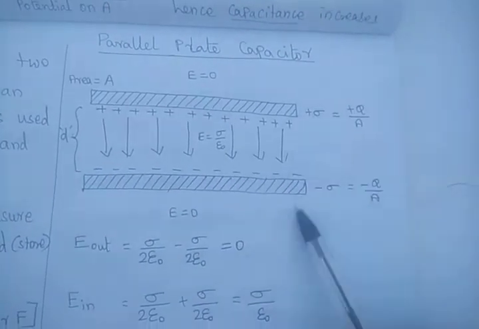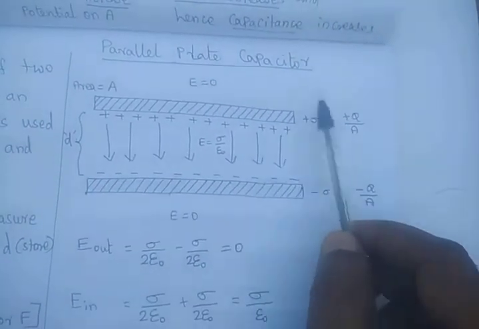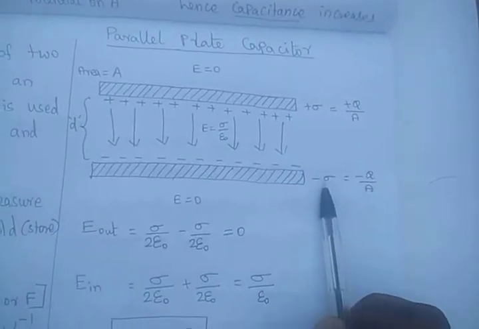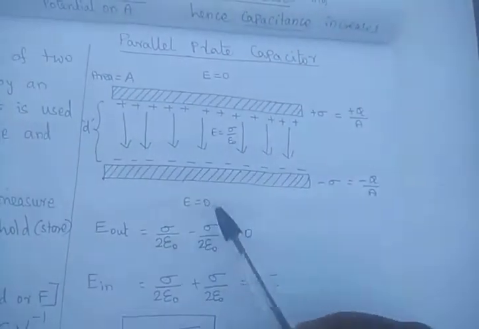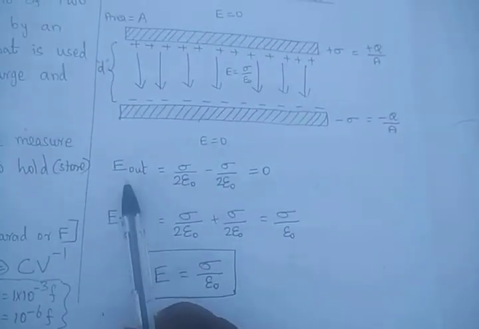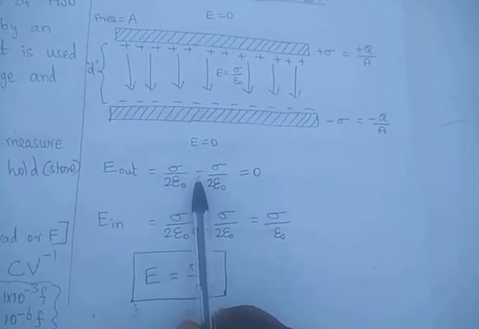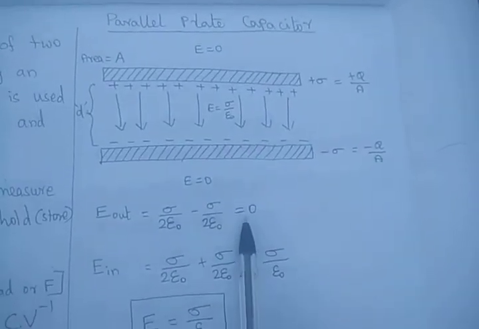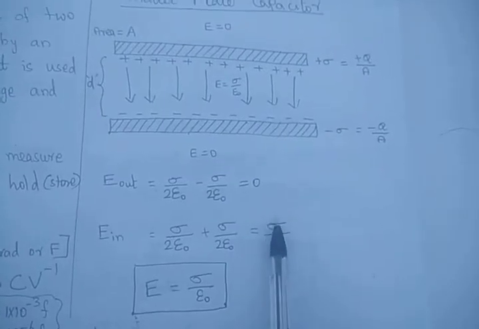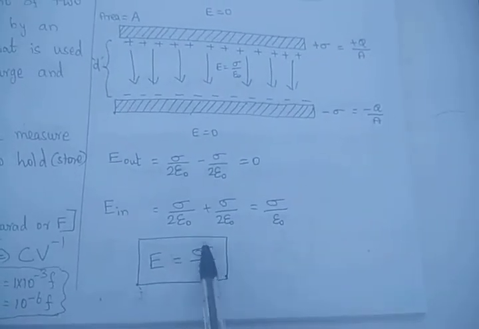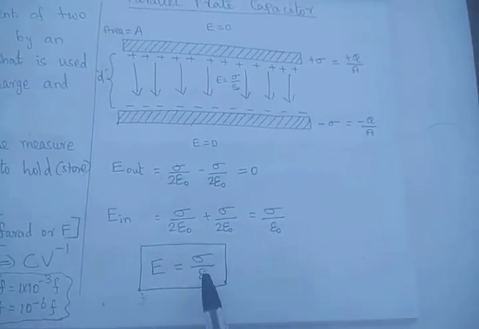Provided both the surface charge densities are of opposite sense, but the values of the surface charge densities are equal. If it is not equal, then these two do not become equal. Now you see that the electric field outside is sigma by 2 epsilon naught minus sigma by 2 epsilon naught, we get 0. For the electric field inside, in between the two plates, we get sigma by epsilon naught. E is equal to sigma by epsilon naught.